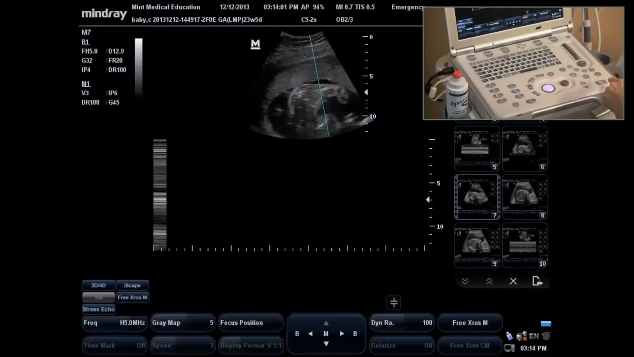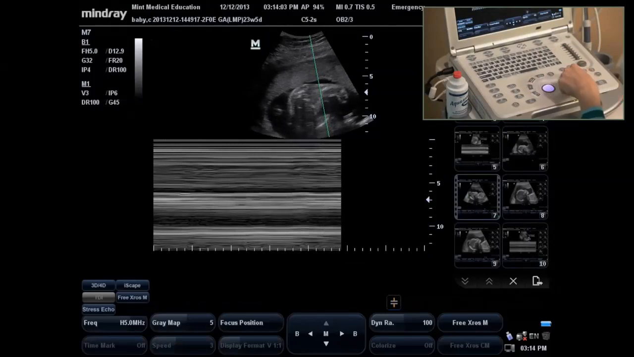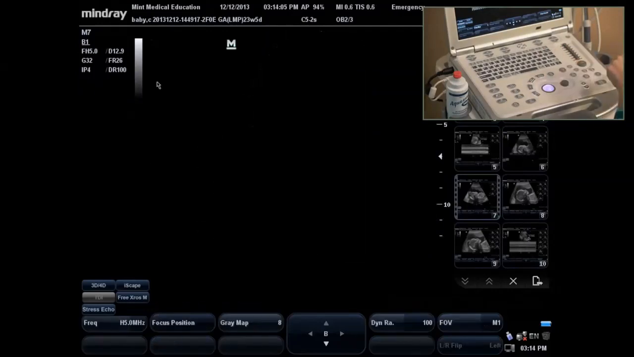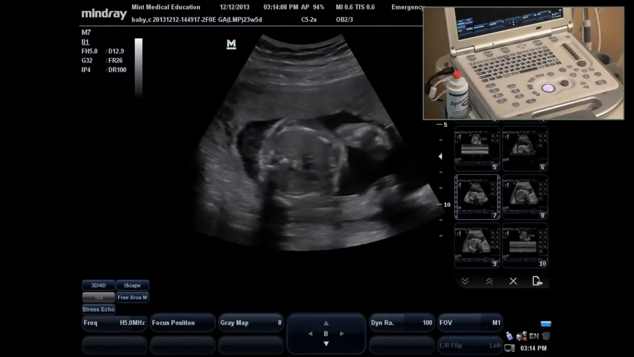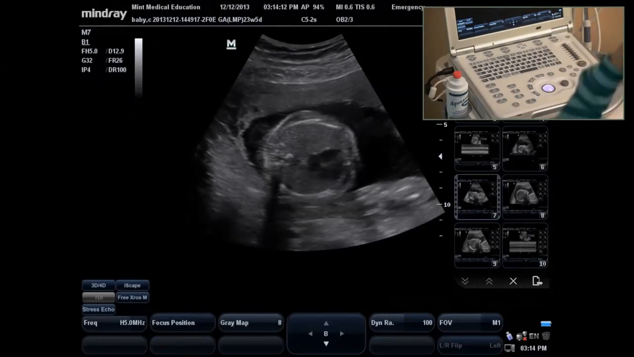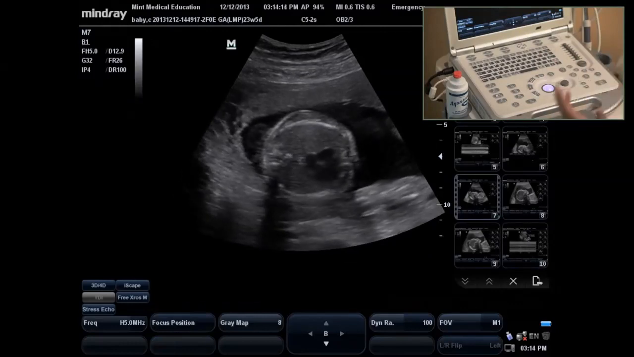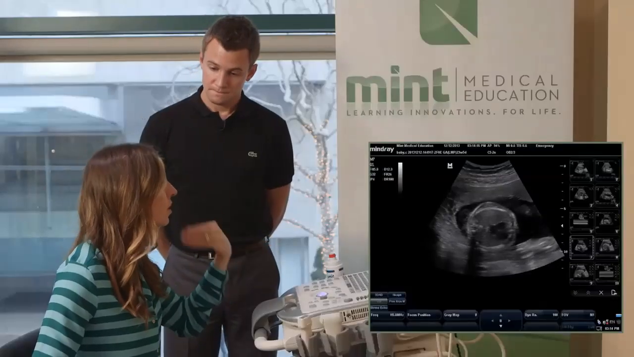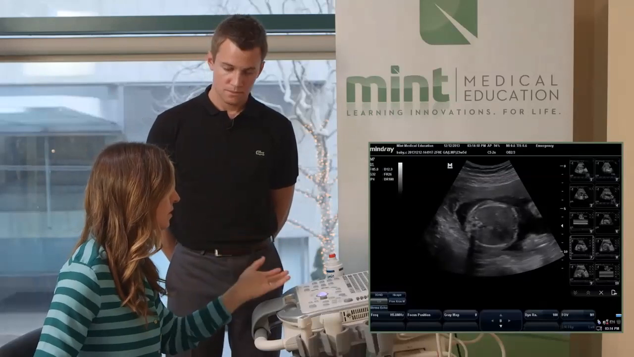And the same way to get out of this would be either to hit the M again or the B? Correct. So if you hit the M again, you'll see that it takes you right back, and just like the B button kind of brings you back home. Yep, exactly. So this is probably a good time to ask you about the zoom button, because we're looking at the heart, and a lot of times we would want to zoom. I don't think we've covered that yet.